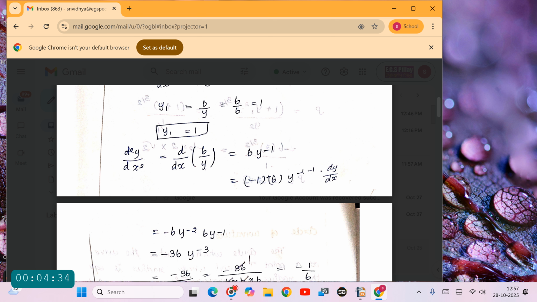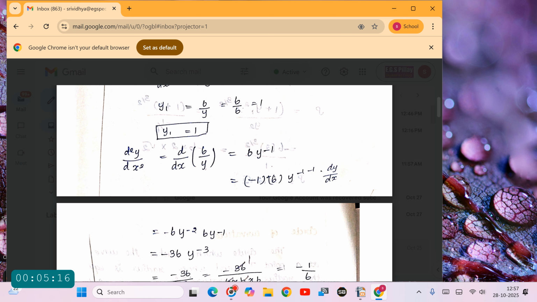If you take the differentiation, 6 into minus 1 into y power minus 1 minus 1 into dy by dx. Here we simply apply the very basic formula of differentiation, d by dx of x power n is equal to n into x power n minus 1. We can apply this very basic first formula of differential calculus. So minus 1 into y power minus 1 minus 1, into the differentiation of y, which is dy by dx.